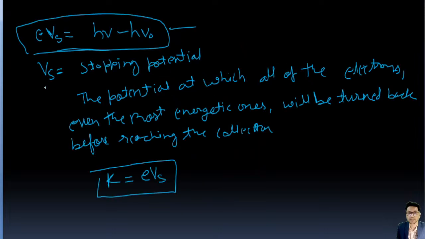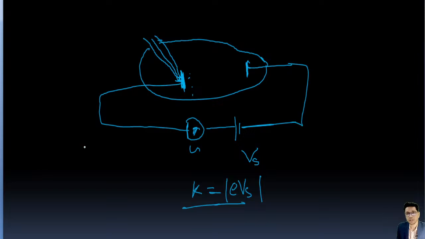I have given a brief idea. In Einstein's equation, we have replaced K by eV_s, and we got this equation. All these equations are very important. I hope you understand what stopping potential is as well.